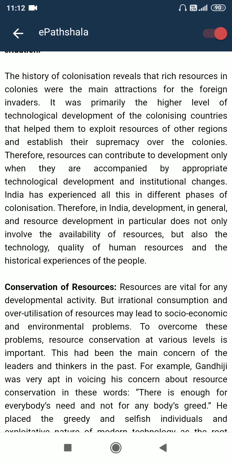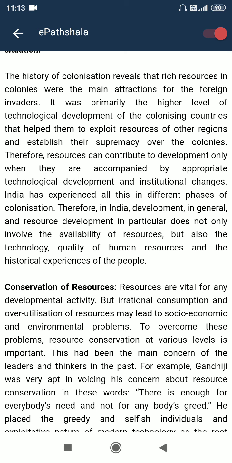Conservation of resource. Resources are vital for any development activity, but irrational consumption and overutilization of resource may lead to socio-economic and environmental problems. To overcome these problems, resource conservation at various levels is important. This has been the main concern of the leaders and thinkers in the past.